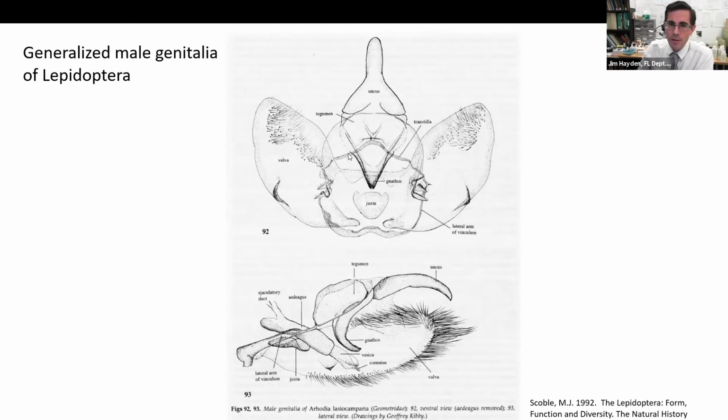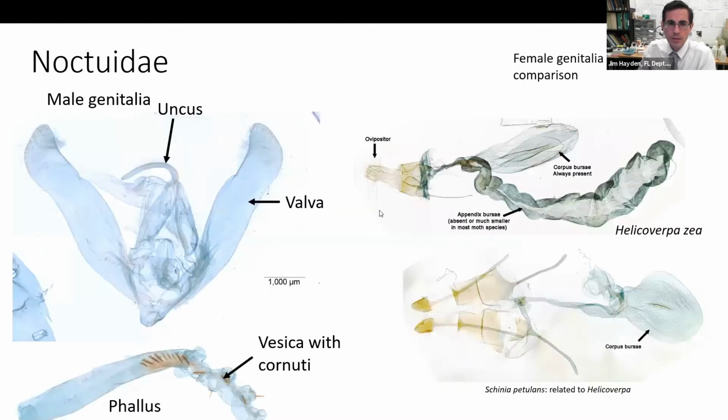There's something called the gnathos down here. The gnathos is not present in noctuids. Here's the uncus, gnathos, valva. And then the phallus, which is also called the aedeagus, is the intromittent organ. It comes through here, and it's removed in this illustration, but it comes out here.